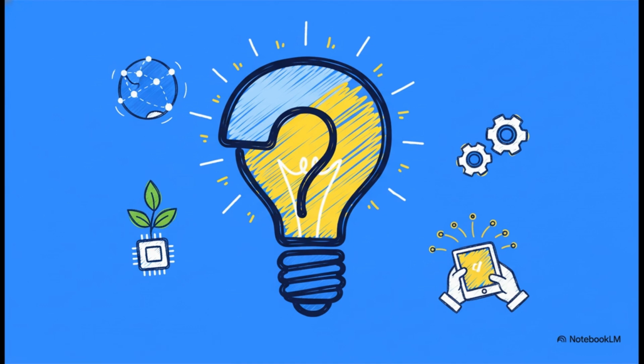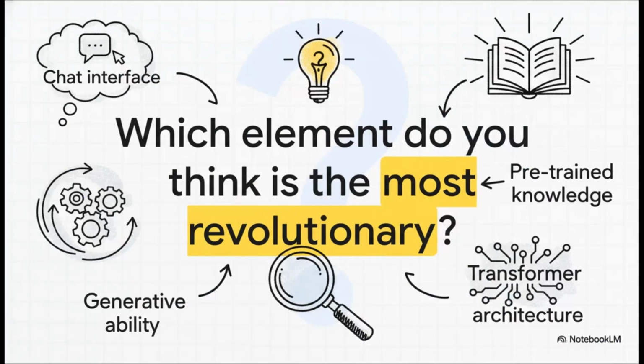So all these pieces have to work together perfectly to give us the ChatGPT we use every day. But that gets me thinking, now that you know what each part does, which piece do you think is the most revolutionary? Is it the easy-to-use chat, the creative generative part, the massive pre-trained knowledge, or the powerful transformer brain? I'd love to hear what you think.